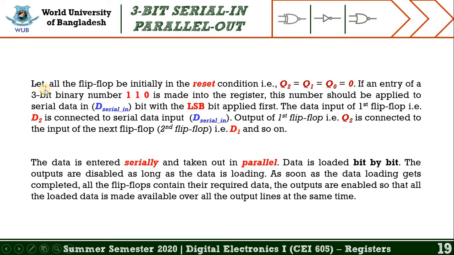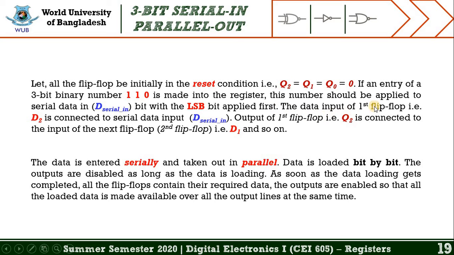Well, this slide represents the starting of the design mechanism of 3-bit serial in parallel out. So let's begin. Let all the flip-flops be initially in the reset condition, which means the value of Q2, the value of Q1, and the value of Q0 is equal to 0. If an entry of a 3-bit binary number 110 is made into the register, this number should be applied to serial data in, which is symbolized as D serial in bit, with the LSB applied first.